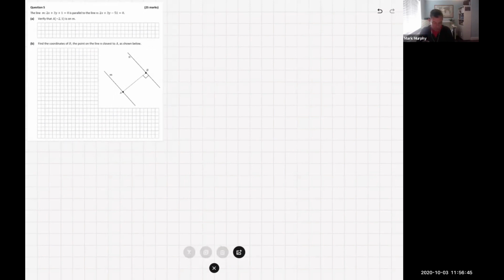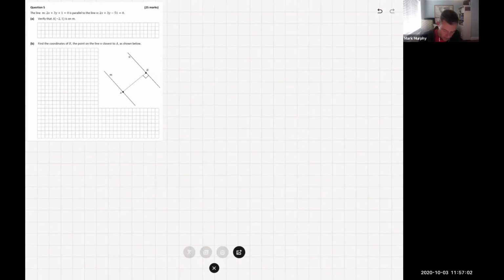Okay. So part A, the question says the line m, 2x plus 3y plus 1 equals 0, is parallel to the line n, 2x plus 3y minus 51 equals 0. Verify that A (minus 2, 1) is on m. The first part was incredibly easy.